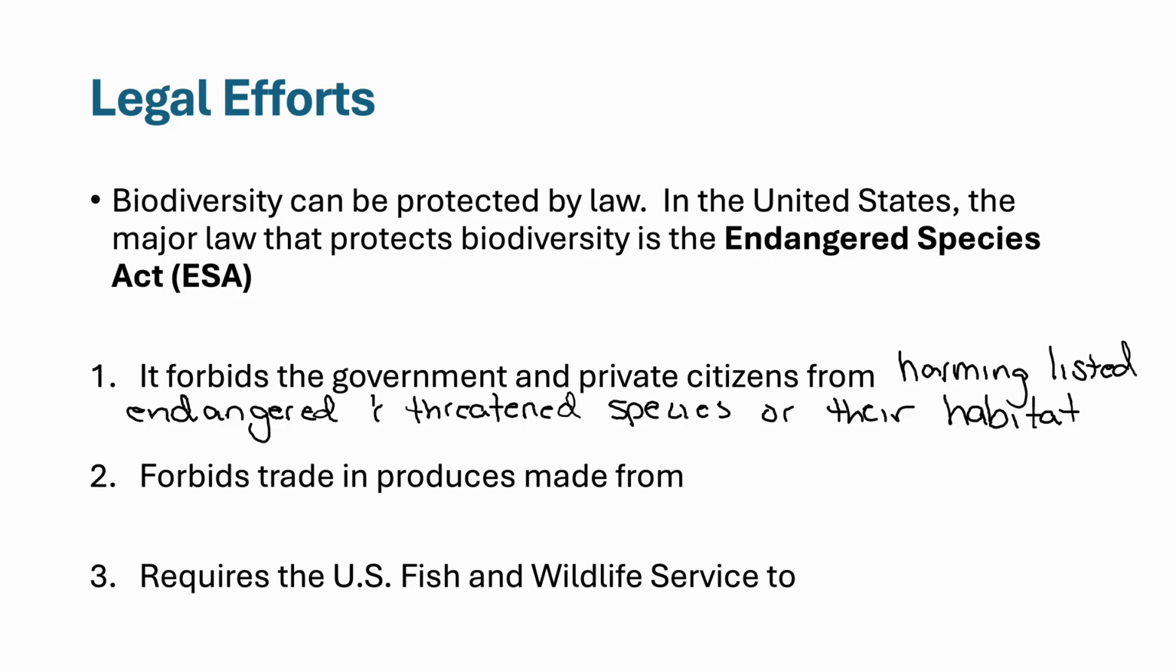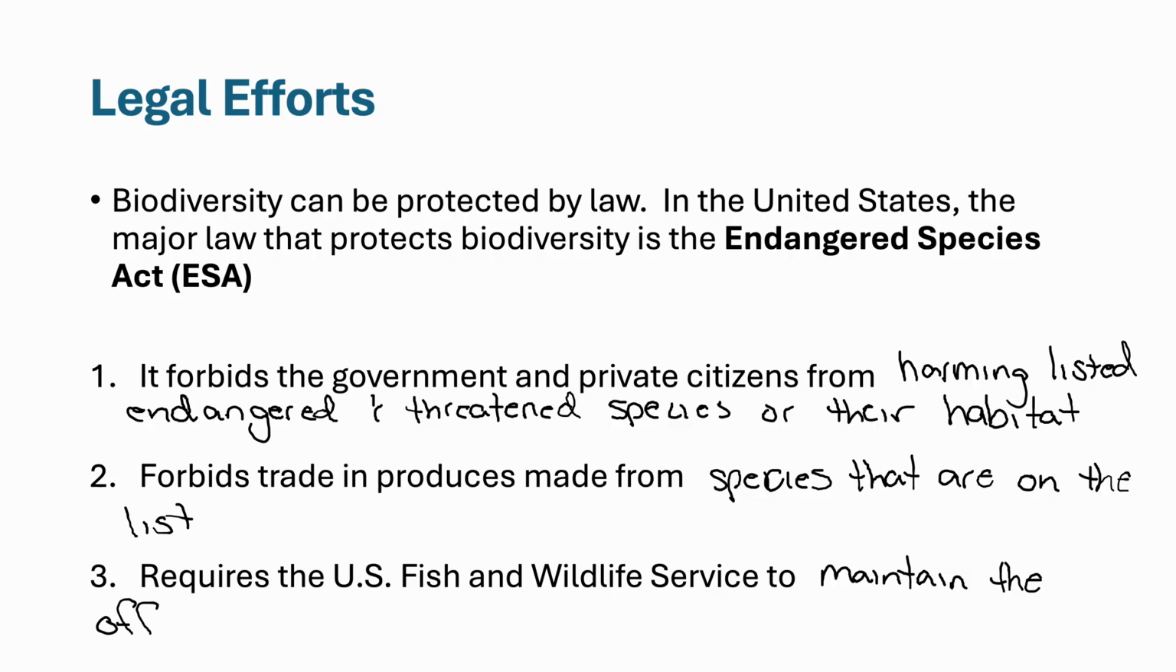It also forbids the trade in products made from species that are on the list. So you can't make something and sell that as your own. In other words, you can't kill something and, I don't know, sell the bones or something like that. It also requires the U.S. Fish and Wildlife Service to maintain the official list. In other words, we can make adjustments as the science changes.